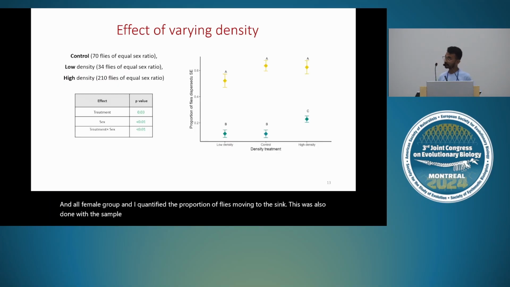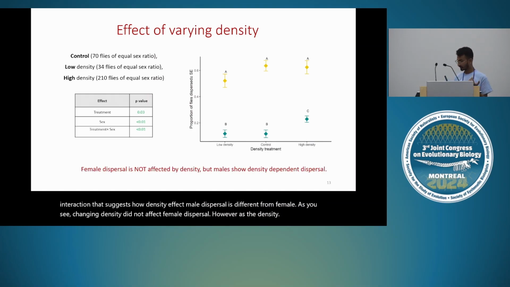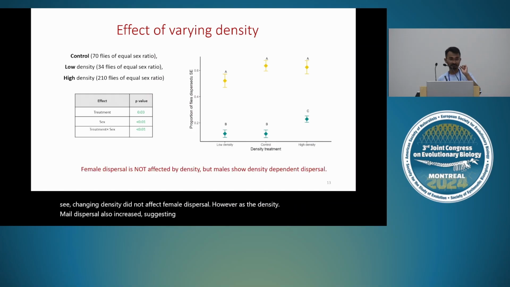When I analyzed the data, does density affect dispersal? Yes, it does. I found a significant effect of treatment. There's a consistent sex difference. As you see, females disperse significantly more than males. Interestingly, there is a treatment by sex interaction that suggests how density affects male dispersal differently from female. As you see, changing density did not affect female dispersal. However, as the density increased, male dispersal also increased, suggesting that density can have a sex-specific effect on dispersal.